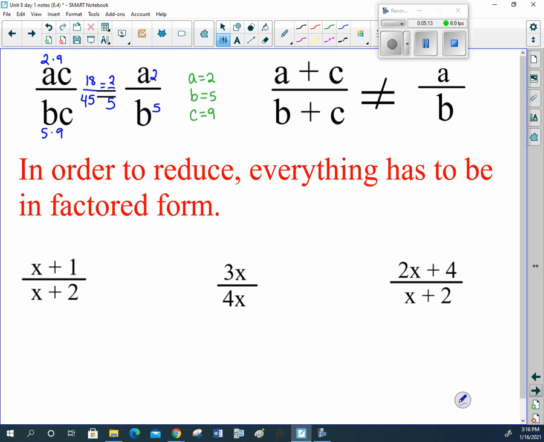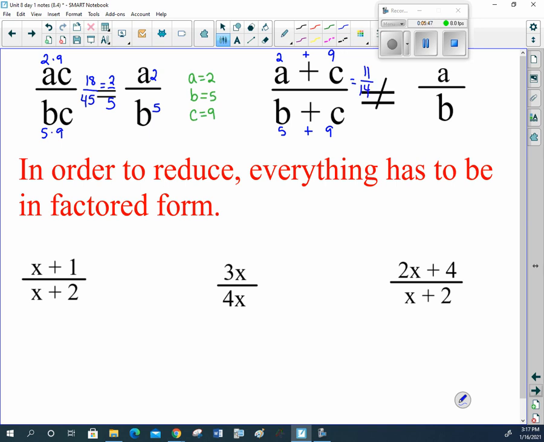Let's come over here and show why it doesn't work across addition. So we're going to put an A right here, which is 2, and B is 5, and C is, oh, whoops, I did the wrong one. C is 9, not 5. Sorry. Let's fix that. So C is 9, and down here, 5 plus 9. Okay, let's add those two together. 2 plus 9 is 11, and 5 plus 9 is 14.